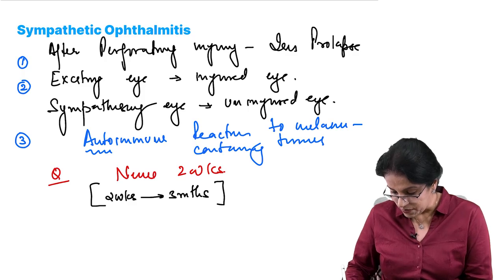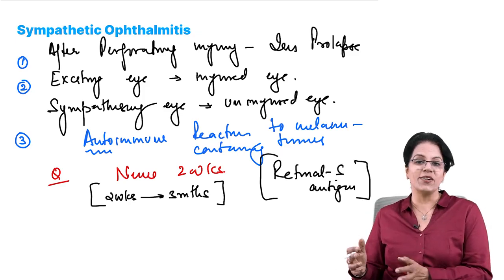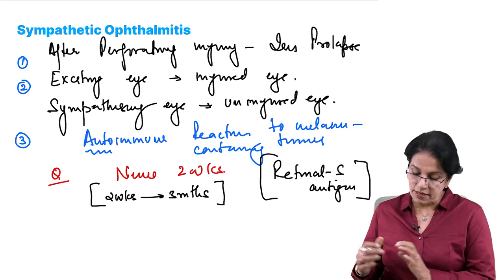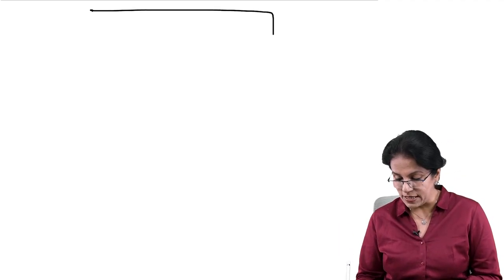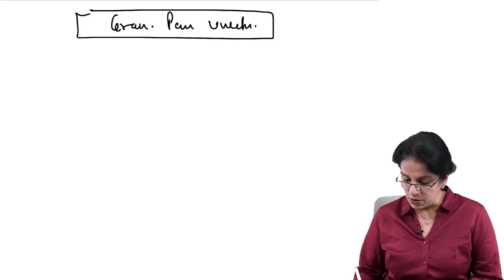This is called retinal S antigen. Don't get confused, just know the name. It is retinal S antigen. It's not only in the retina, of course, but we call it retinal S antigen. Okay, then we next talk about another question. First of all, tell me what type of uveitis this is? We'll put a box and write down. It's a granulomatous panuveitis.